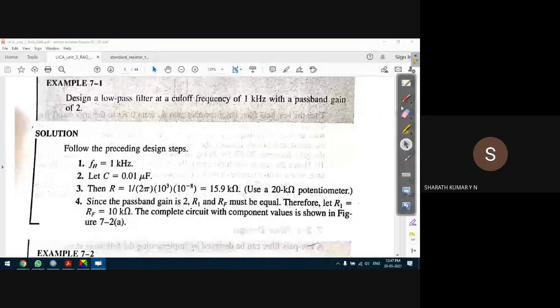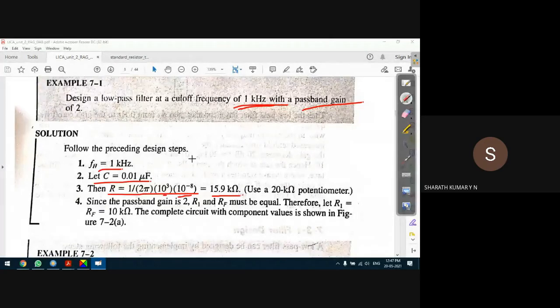Okay, design a low pass filter at a cutoff frequency of 1 kilohertz with a passband gain of 2. So gain is 2, FH is 1 kilohertz. Select C as 0.01 microfarad, R is equal to 1 by 2 pi FC. FH is known, C is known, so R is 15.9 kilo ohm.